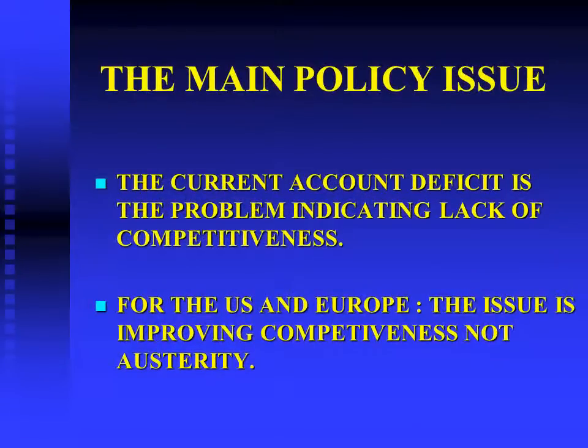What is the main policy issue? The current account deficit is the problem, indicating lack of competitiveness. This is the key word. So for the US and Europe, the issue is improving competitiveness. It's not austerity. The Europeans don't need austerity. The Europeans and the US, countries with a large current account deficit, need to improve competitiveness.